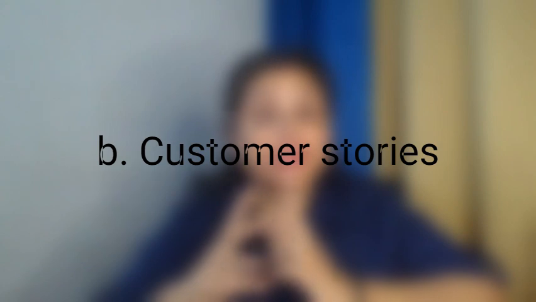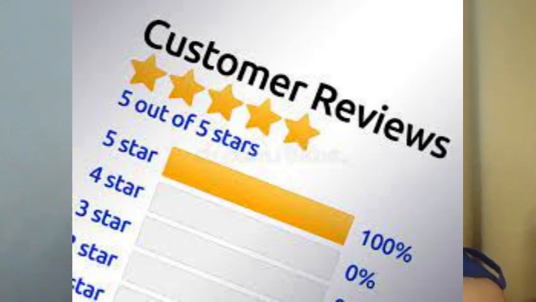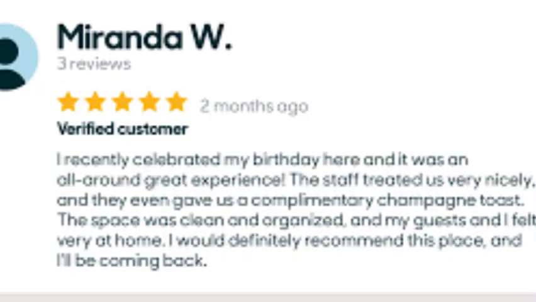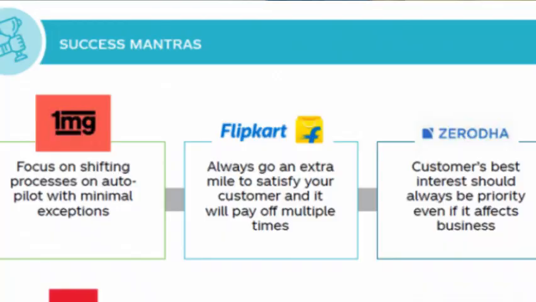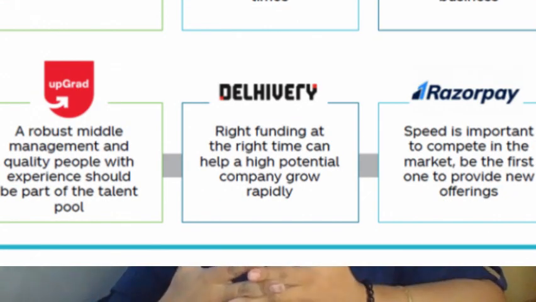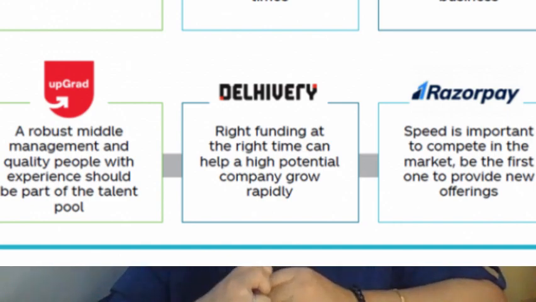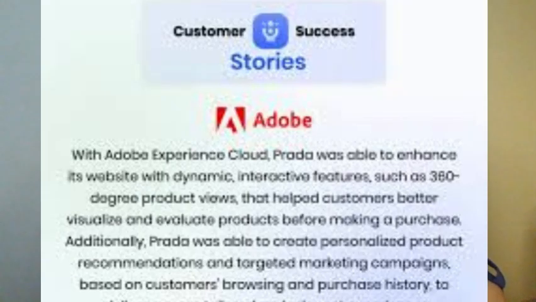B is customer stories. These are basically your customer testimonials and reviews. Stories basically allow your prospects to see how your customers have experienced success with your products and services. Providing your prospects with real-world examples and peer reviews acts as the best piece of content and has a powerful impact on decision making.